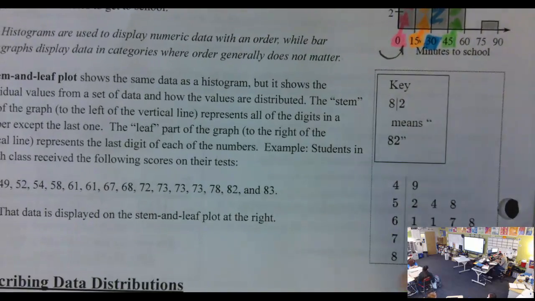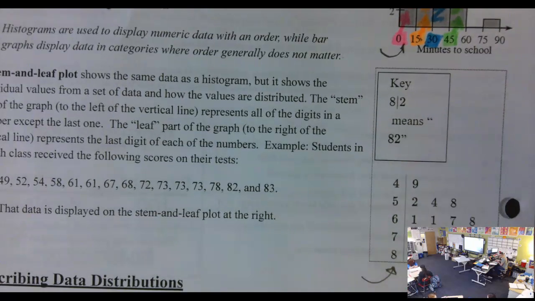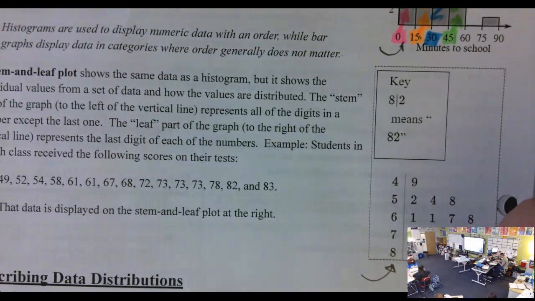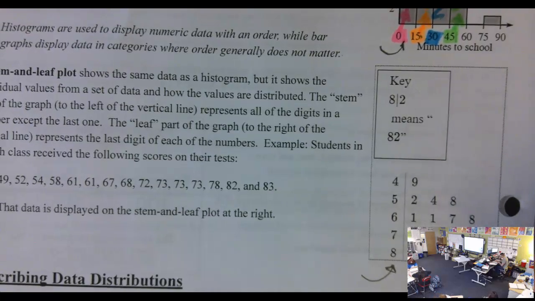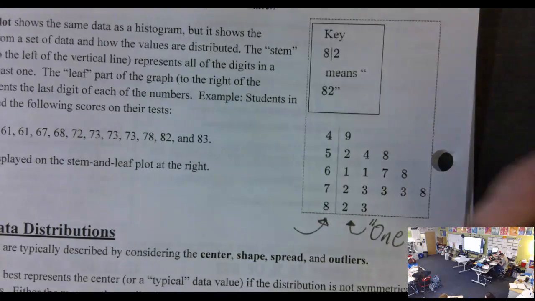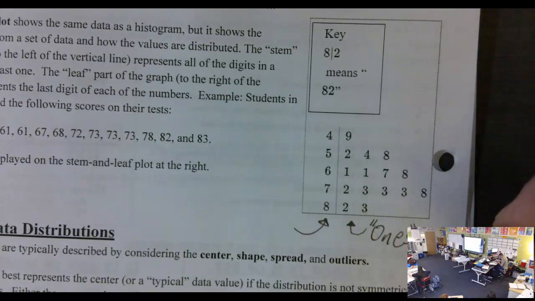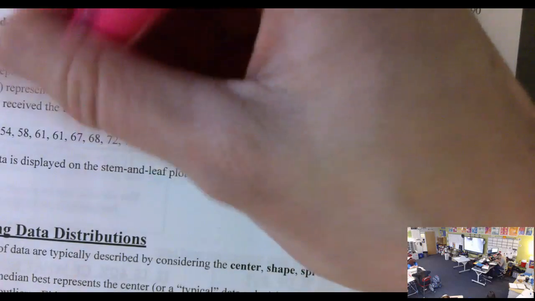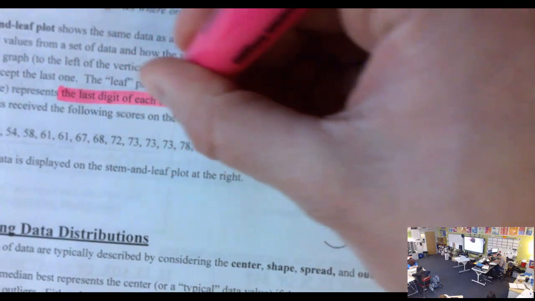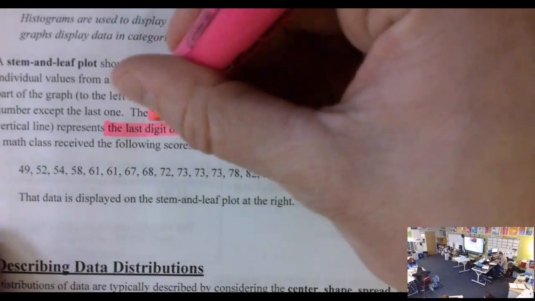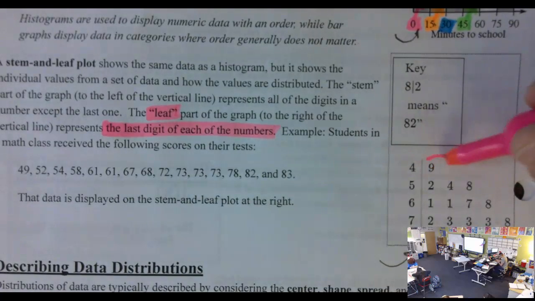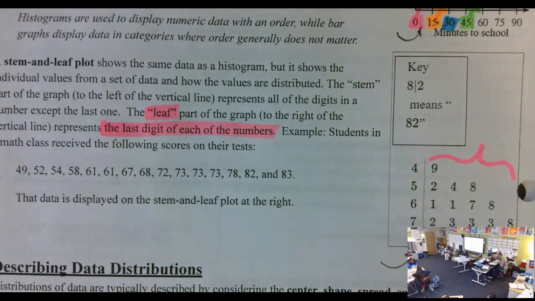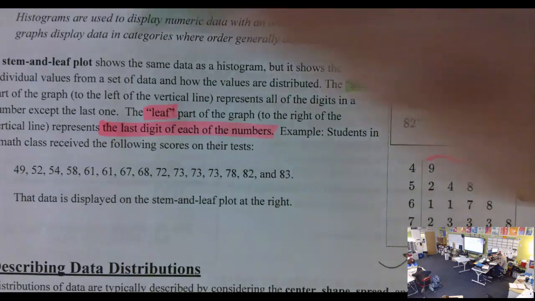So if you want to make a note to yourself, the left side here is our tens or sometimes even our hundreds places, but the right side is always our ones place. So the note that I would make on here is that, ones place. So right here, the last digit, if you're highlighting the last digit of each of the numbers, that is what we call the leaf. So the stem is the major part of the numbers, whereas the leaf is just the ones place.